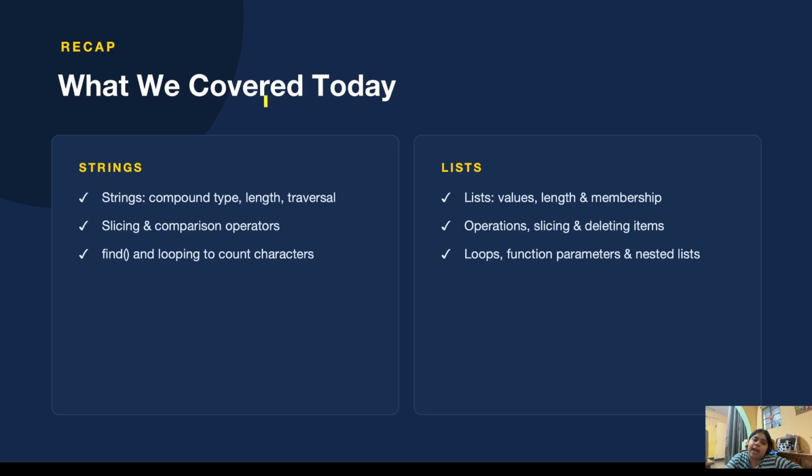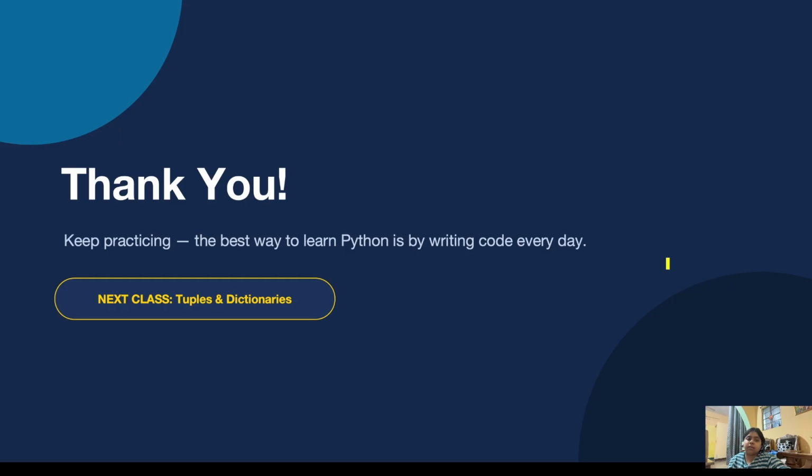Let's understand what we have covered today. We have talked about strings, compound type, length, traversal. Then we have talked about slicing and comparison operators. Then we have talked about find and looping to count characters. Then we have talked about list, values, length, and membership. Then we have also talked about operations, slicing, deleting items, removing, and a lot of things. Apart from that, we also talked about loops, function, parameters, and nested lists. So this was all about the important things which we have discussed.